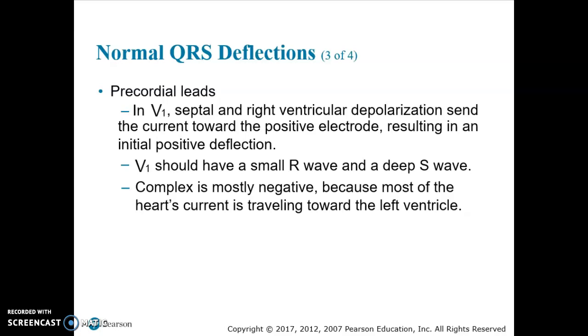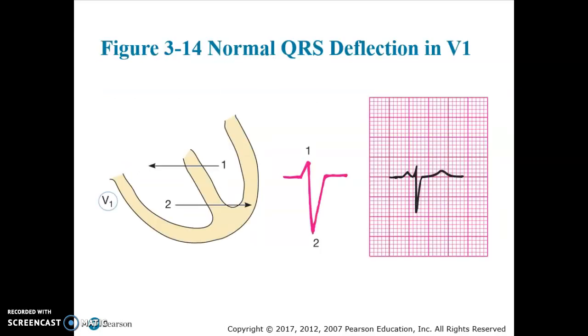In V1, the septal and right ventricular depolarization send the current toward that positive electrode, resulting in that positive deflection. V1 should have a small R wave and a deep S wave. This complex is mostly negative because the heart's current is traveling toward the left ventricle. So I'm going to go over. Let me scroll down. This shows you normal in V1.